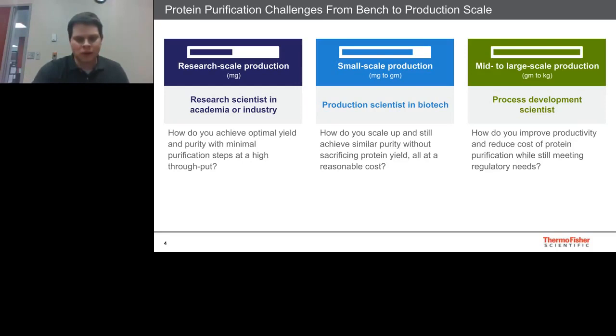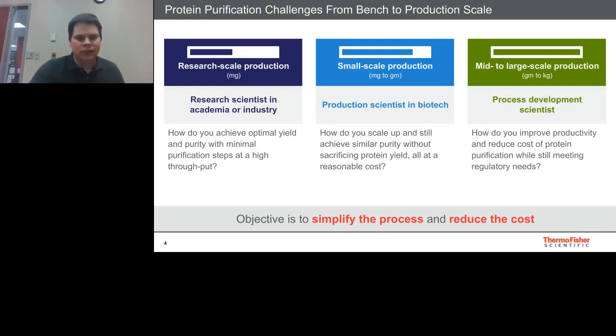A process scientist purifying kilograms of protein has a constant focus on efficiency. They're faced with the challenge of improving productivity and reducing costs of protein purification while still meeting regulatory needs. These challenges all require simplifying the process and reducing costs. Choosing the right protein purification resin will help make the process effective and efficient.